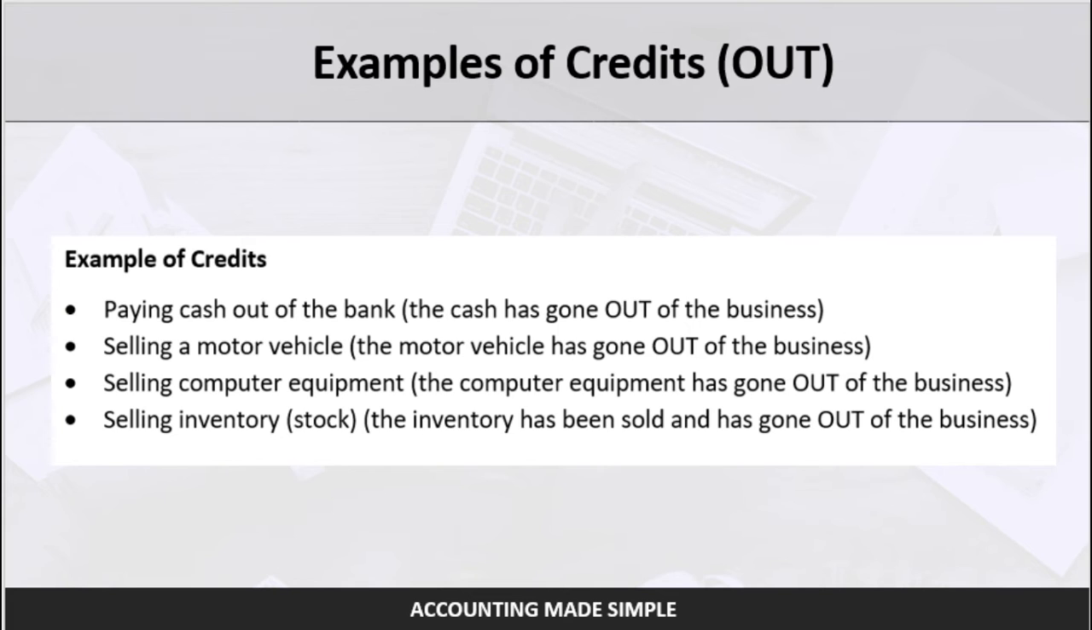Examples of credits: paying cash out of the bank. The cash has gone out of the business. Selling a motor vehicle. The motor vehicle has gone out of the business. Selling computer equipment. The computer equipment has gone out of the business. And selling inventory or stock. The inventory has been sold and has gone out of the business.